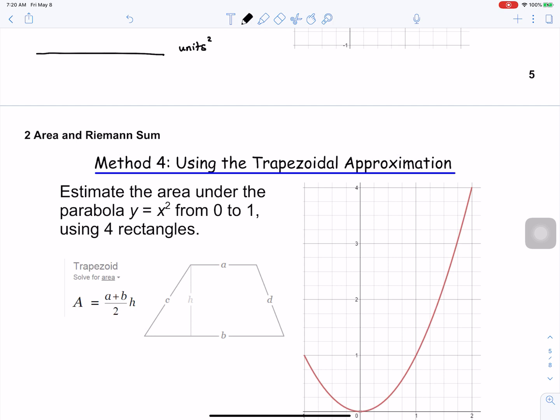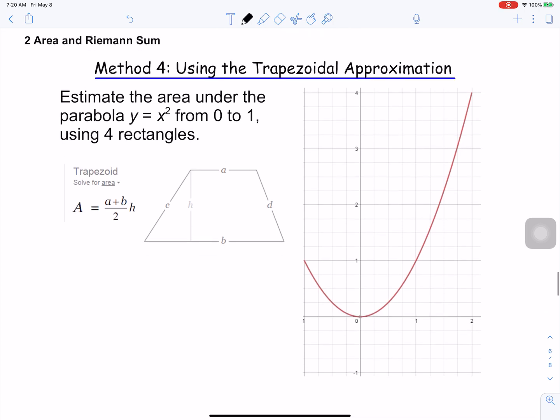Okay, method 4 is a trapezoid. We've already talked about the formula for a trapezoid. So I'm going to take this, rotate it by 90 degrees, and drop this bottom section because my trapezoid will not have that in there. So we get the trapezoid in a format like this.